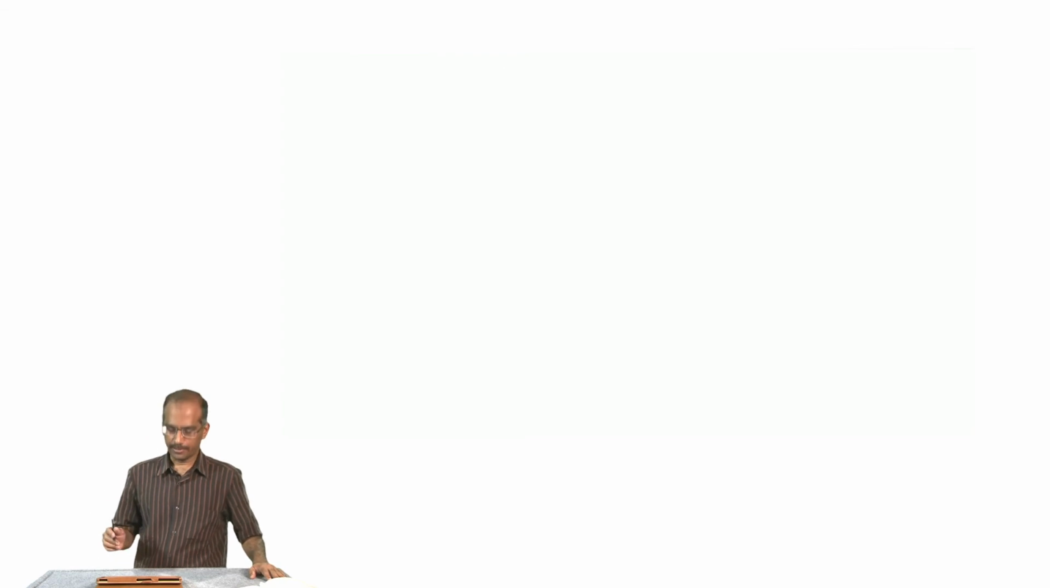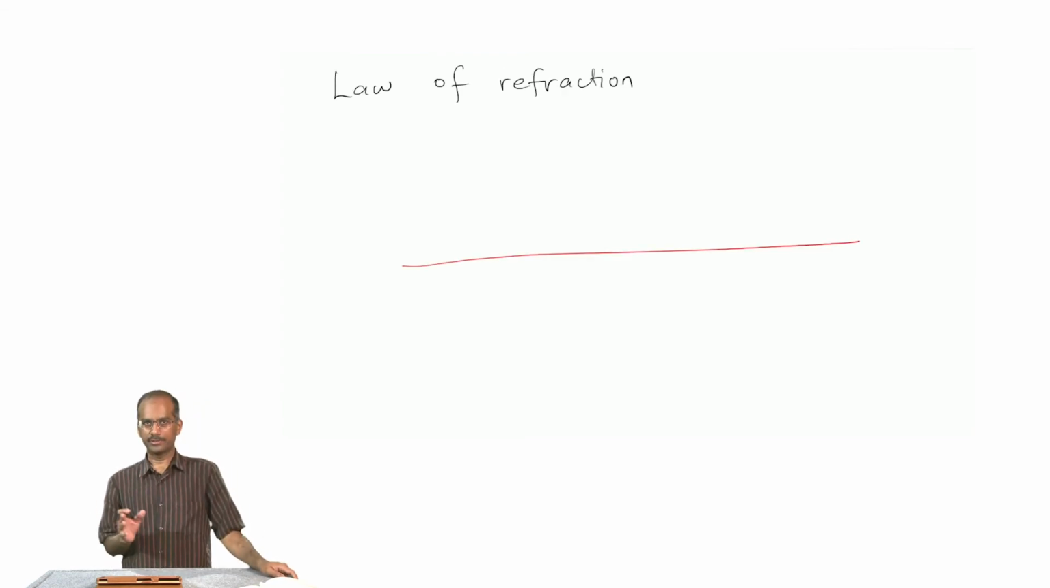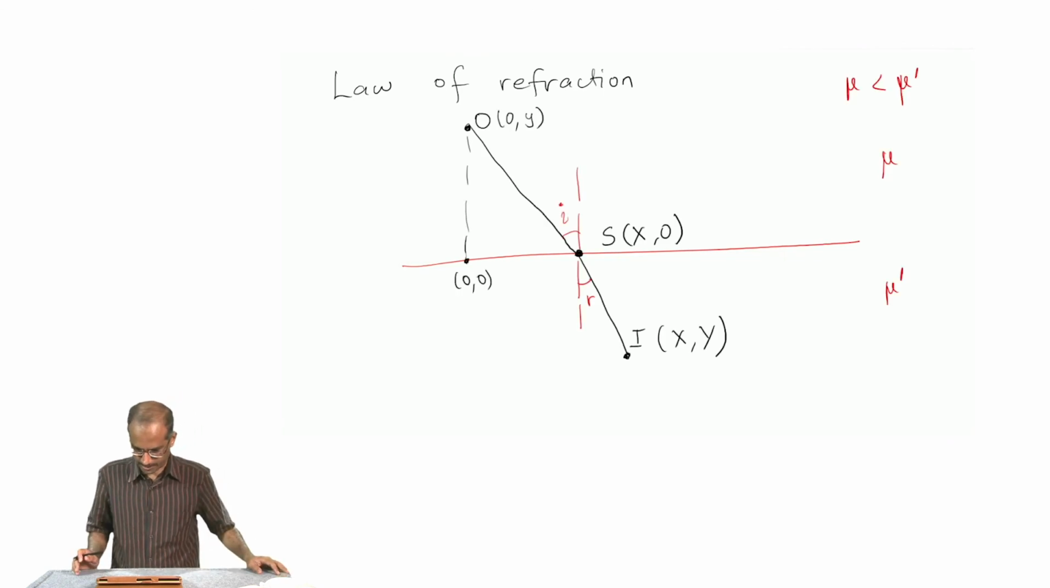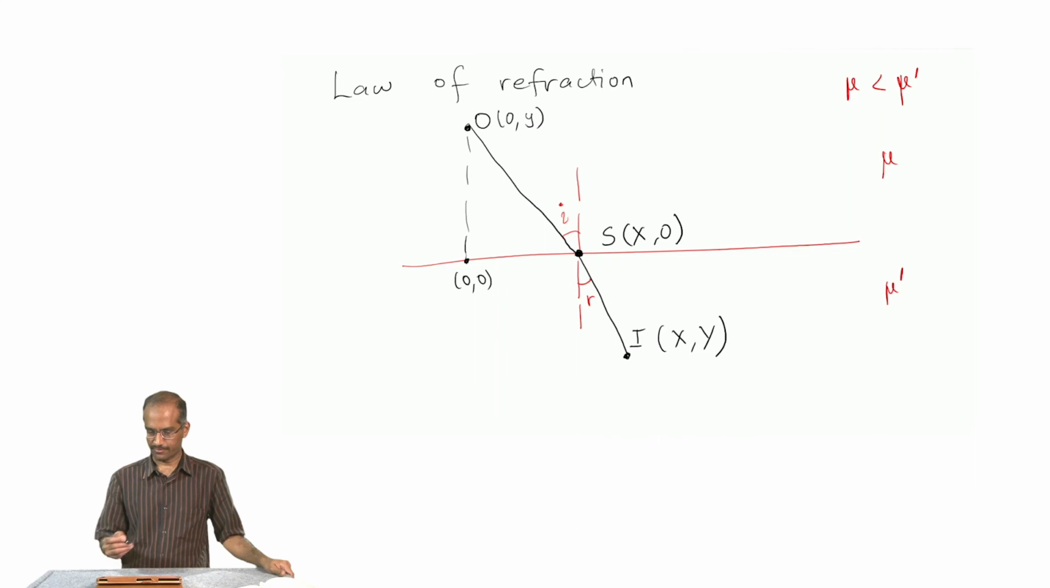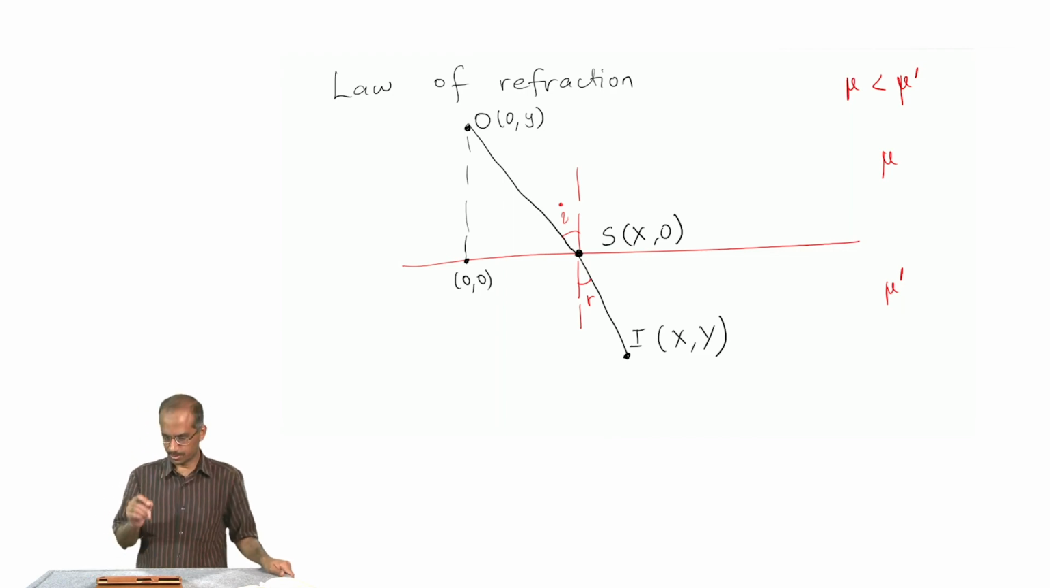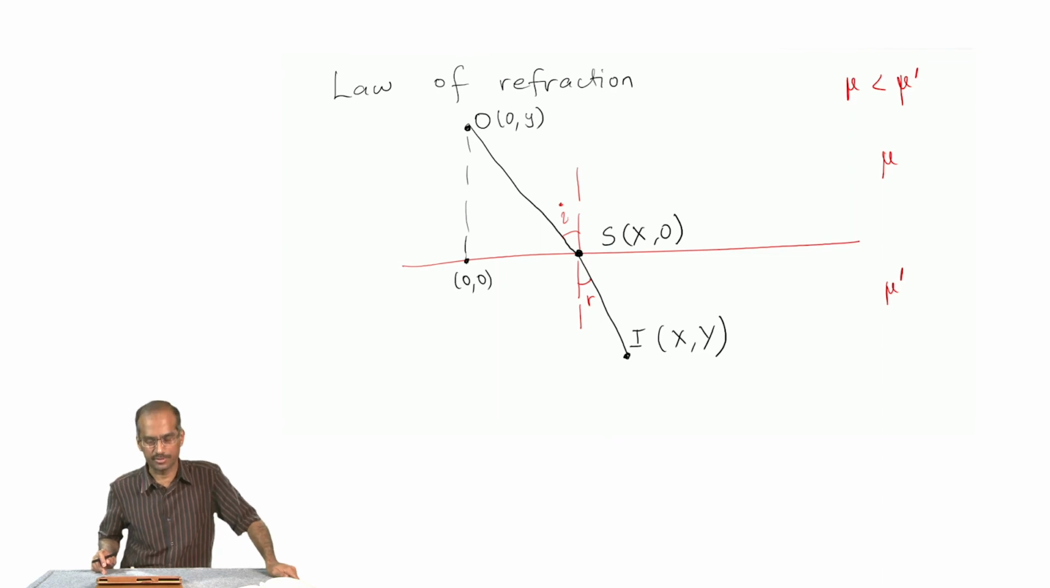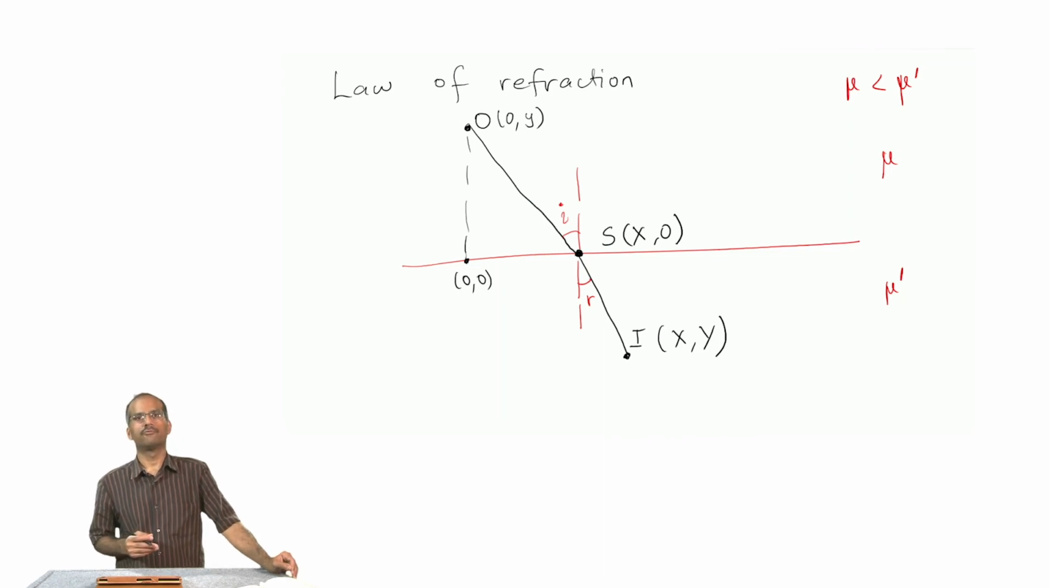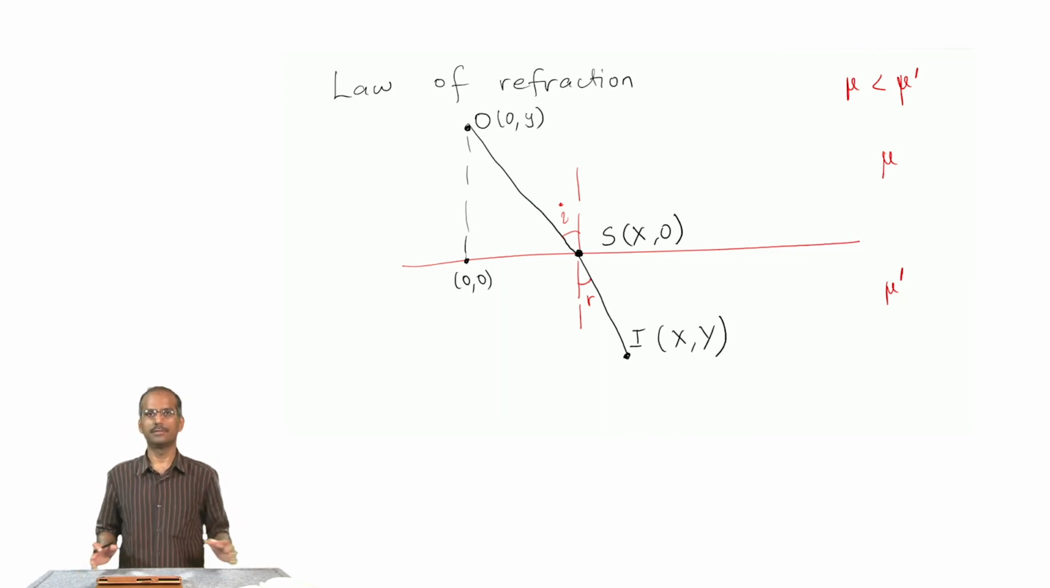Now, let us do a similar kind of calculation for refraction. Here again I have this surface, and presumably the media above and below the surface are different, characterized by two different indices of refraction. So, here I have drawn my setting. The point S is where refraction takes place, is given by capital X comma 0, and at that point we draw this normal and define an angle of incidence and an angle of refraction. Now, the question is, what does Fermat's principle tell us in this scenario?